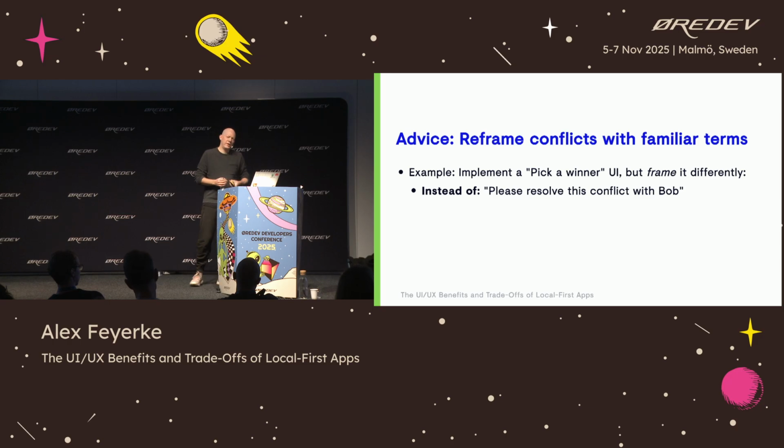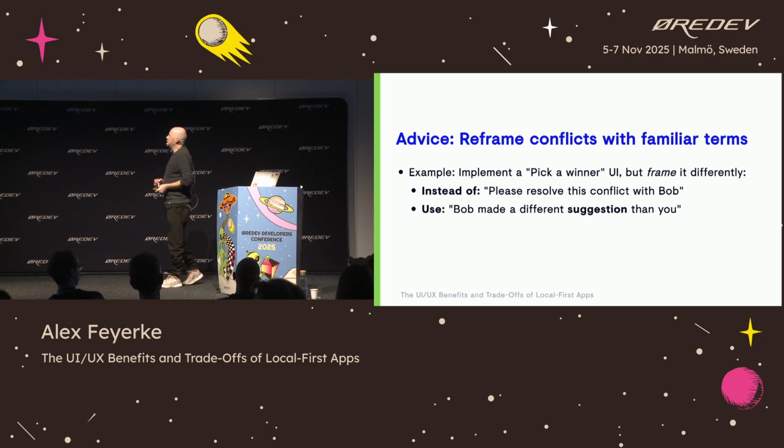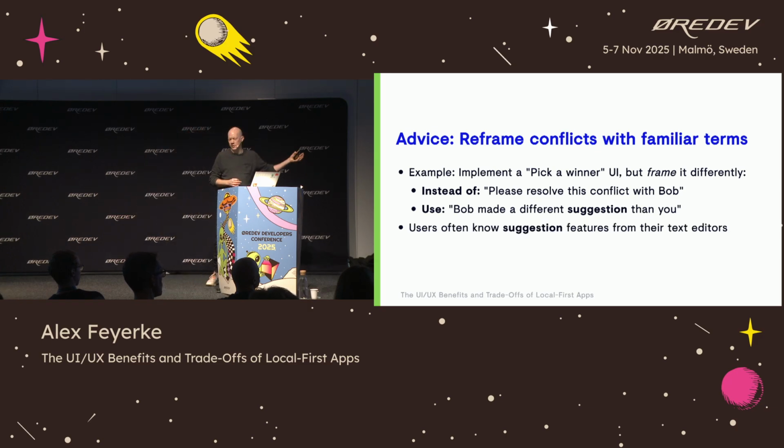But you frame it differently. You don't say, please resolve this conflict with Bob. Instead, you say, Bob made a different suggestion than you. And this hits a totally different note because people know what suggestions are, right? They know them from text editors. And they'd probably be more willing to deal with it because now it's become a human interaction and not a technological problem.